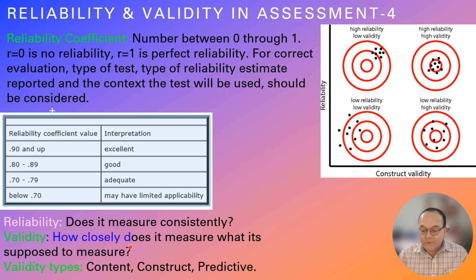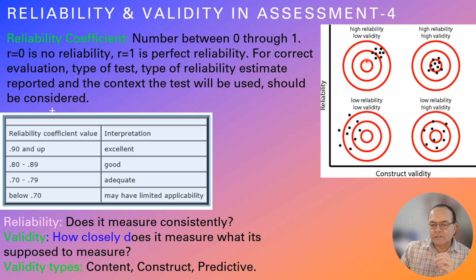Now we reach validity. What is validity? How closely does it measure what it's supposed to measure? Now regarding this particular picture I've shown here, notice that the dart thrower over here is chucking his darts. They are completely missing the target. So it's haphazard. It's not actually measuring what it's supposed to measure. Now this dart thrower, either because of the wind conditions or something, these darts are being blown off. So it's not measuring consistently. It's not measuring the dart thrower's ability.